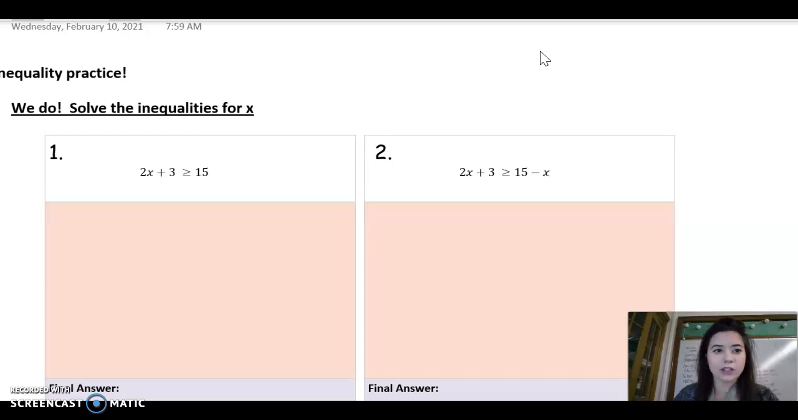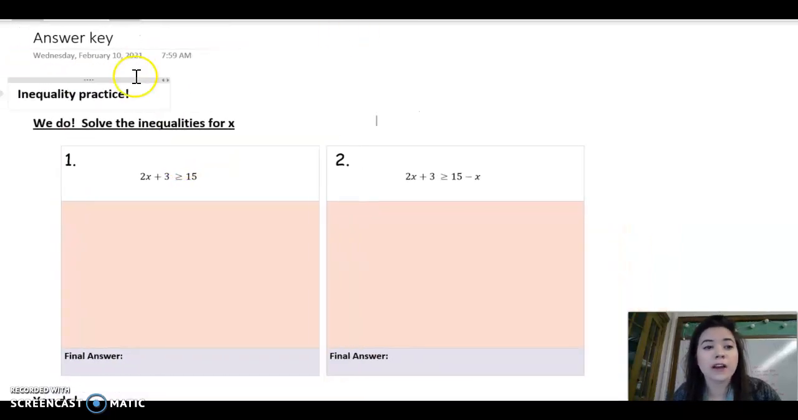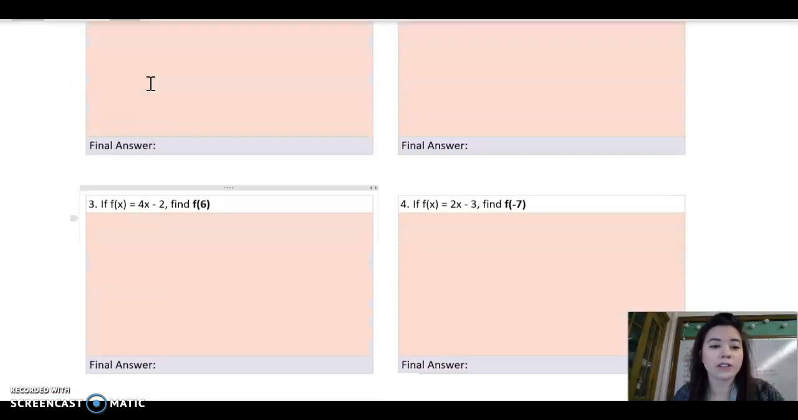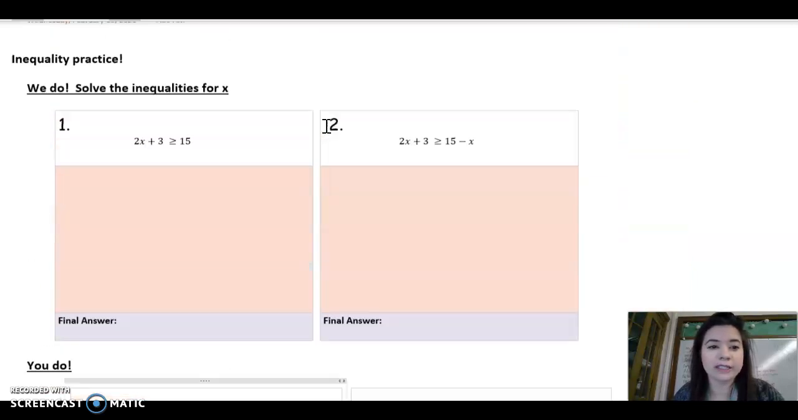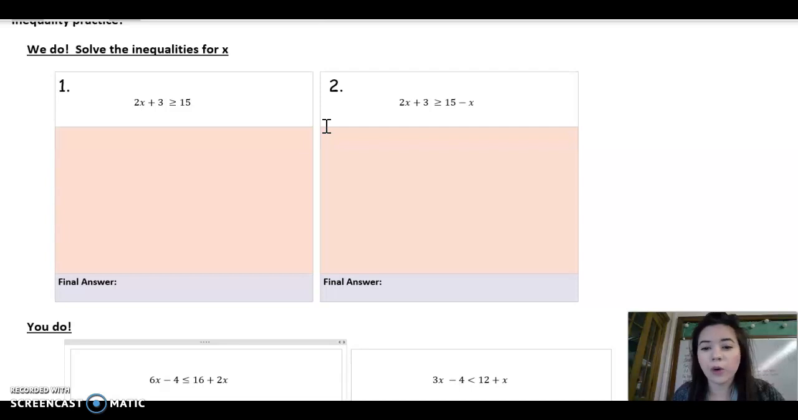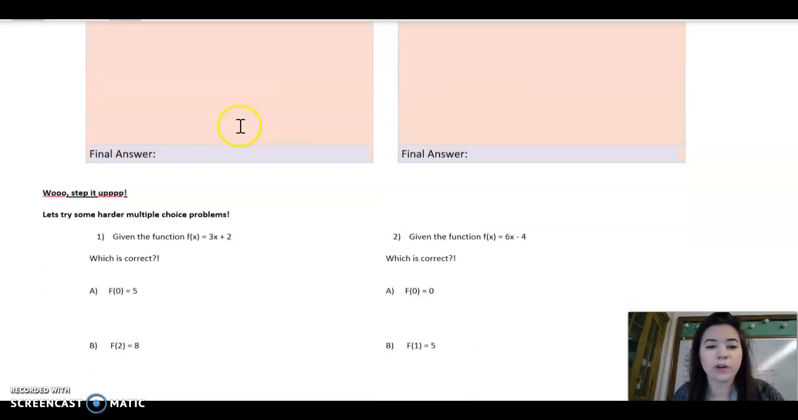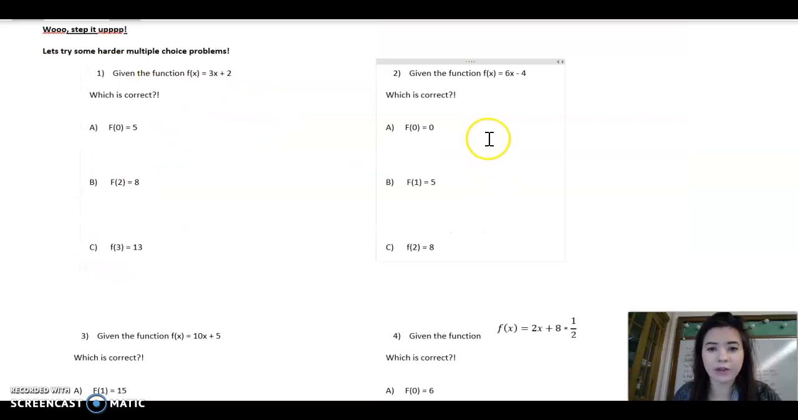Today's lesson starts our review for our Try-2 final. On our Try-2 final, we are going to be testing some skills from Try-1. So today we're going to go back and practice some inequality stuff, and then we're also going to practice evaluating functions. I'm going to model two inequality problems and one of these function problems, and then the rest are for you to try.